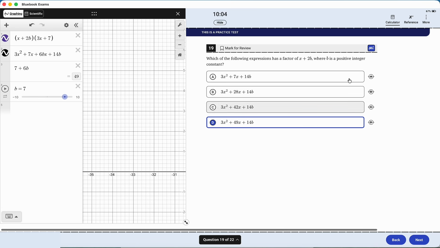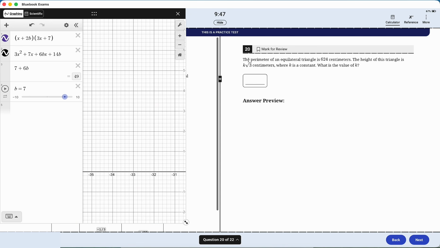So I've seen this problem before. It's a pretty annoying problem. If you haven't seen it before, you might not get it, right? That's why practice and repetition is the key here. If you've seen things before, there's a lot better chance that when you see it on the test, you'll recognize it, right? Next one, perimeter of an equilateral triangle is 624.